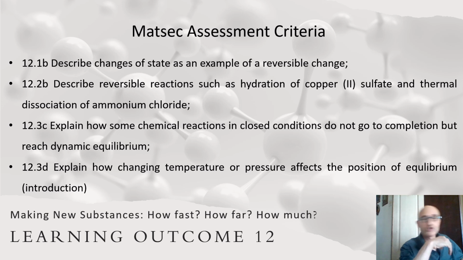So we shall be looking at changes of state, not just reversible chemical reactions. A change of state such as the one we shall be discussing, where bromine liquid can be changed into bromine gas and it can recondense back to bromine liquid. Well, that is an example of a reversible change, but it's not a chemical reaction, it's a phase change.